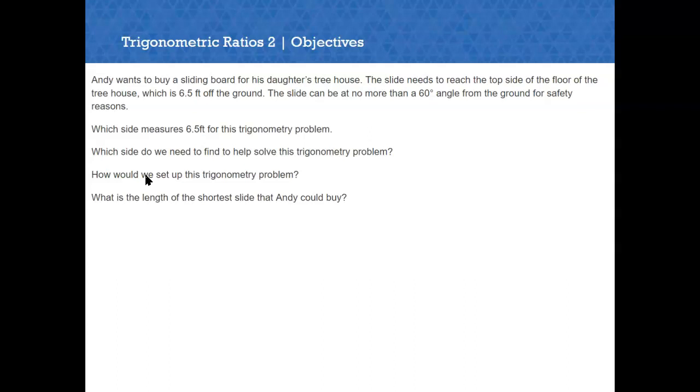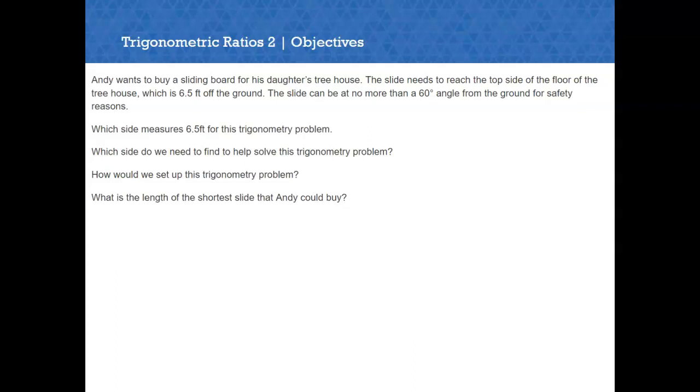Our question says, Andy wants to buy a sliding board for his daughter's treehouse. The slide needs to reach the top of the floor of the treehouse, which is 6.5 feet off the ground. The slide can be no more than a 60-degree angle from the ground for safety reasons. Which side measurement measures 6.5 feet for this trigonometry problem? Which side do we need to find to help solve the trigonometry problem?